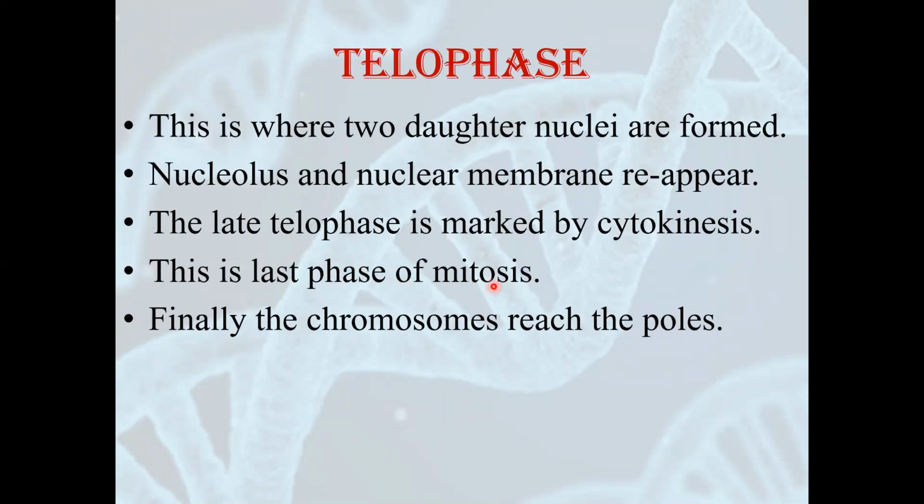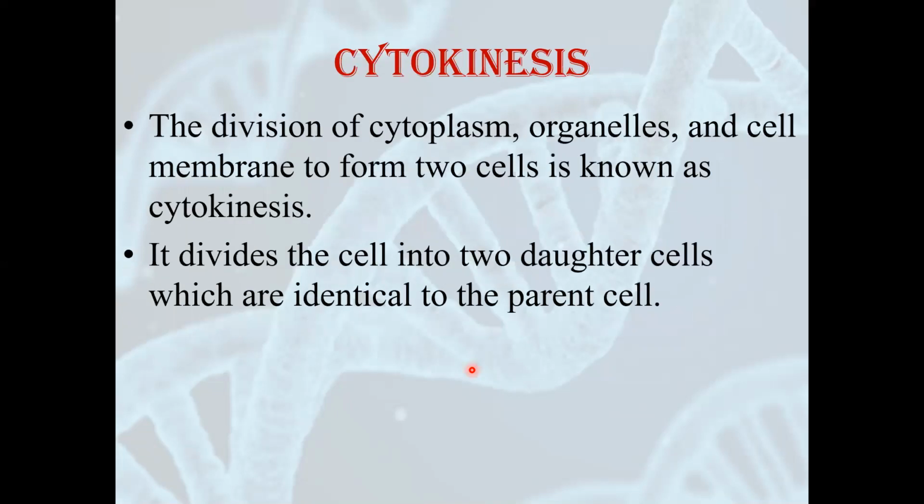This is the last phase of mitosis, and finally the chromosomes will reach the poles. And in one cell, 2 nuclei will be formed. So here we complete with karyokinesis.